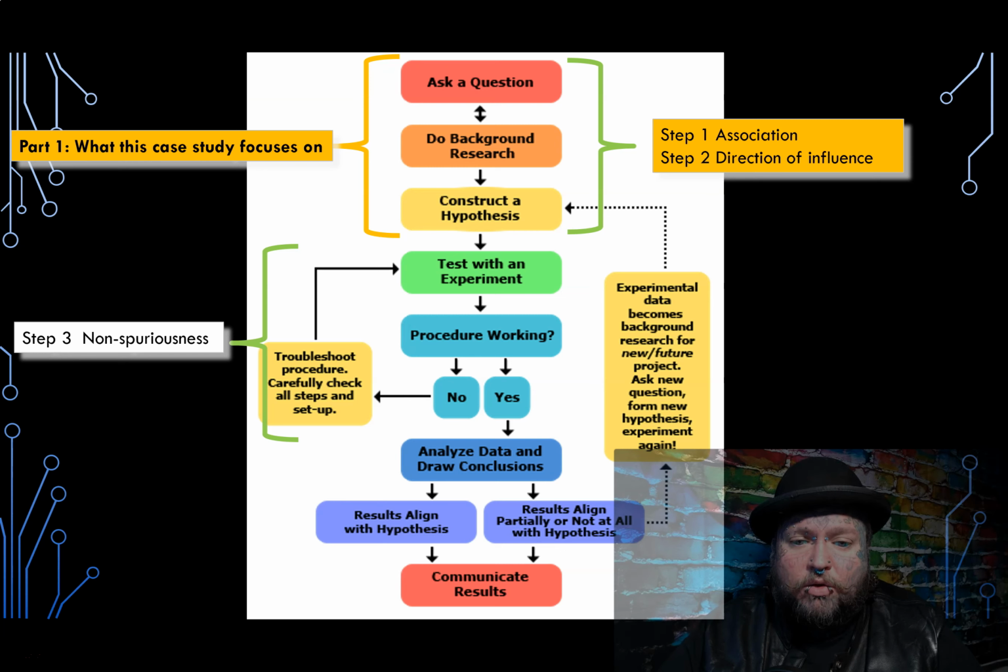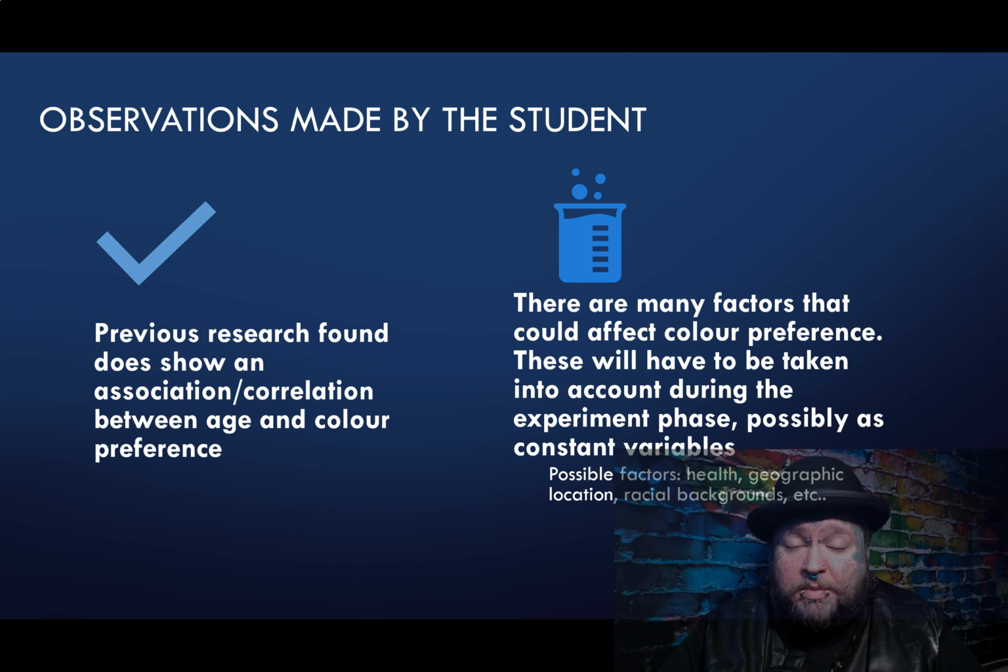And so we still need to go on to doing things like constructing hypotheses, but definitely also trying to think, well, how are we going to deal with answering those steps of an association and direction of influence that have to come before we continue on with anything else? And how are we going to back that up? So observations the student made that, well, previous research does show an association or correlation between age and color preference.